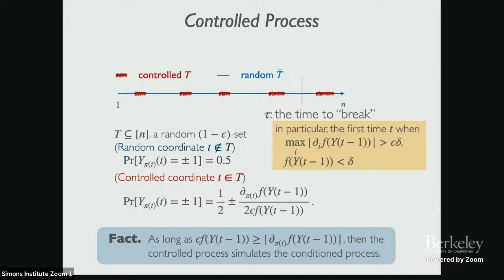And for technical reasons, we are going to consider just two subcases. Maybe the first case is when any of the partial derivatives becomes too large, or the value of the function becomes too small. So if neither of these things happens, then the value of the function will be much larger than the partial derivative. And here, like I said, the epsilon delta doesn't matter. It's just some placeholder.